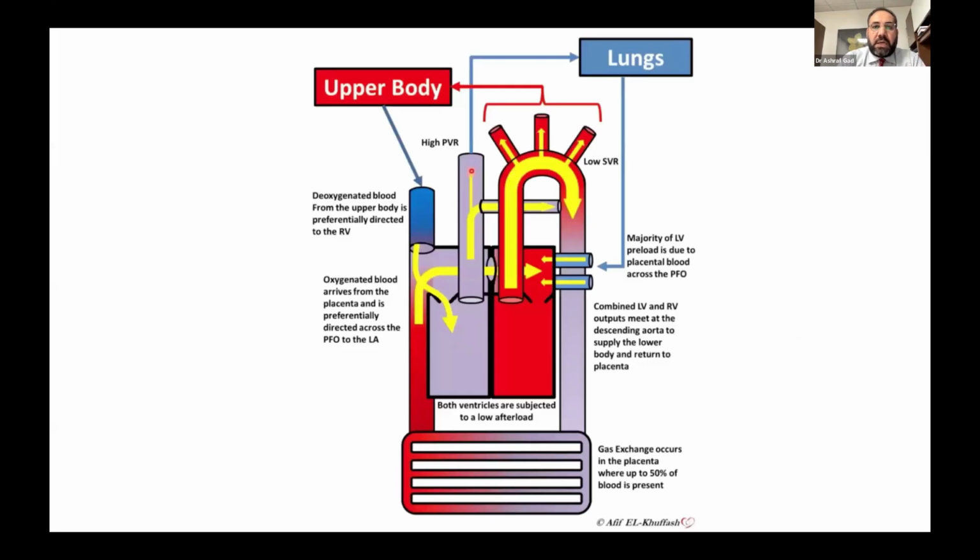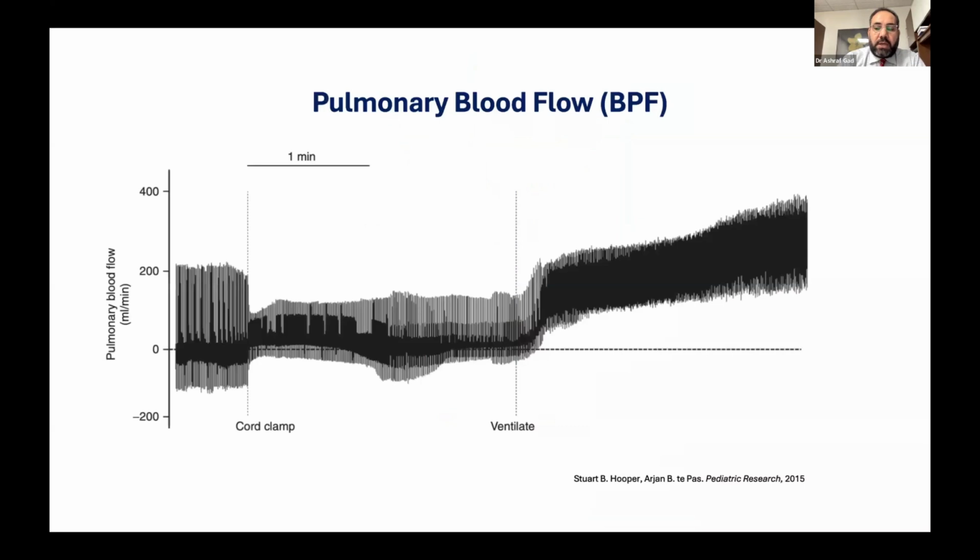Just back to the basics, as we all know, blood comes from the placenta, goes directly to the left side of the heart through the PFO, and this oxygenated blood then gets pumped into the aorta and reaches the brain and the upper body. And the blood coming back from the head and neck, which is deoxygenated, goes through the pulmonary artery, then is redirected through the ductus arteriosus into the lower part of the body and back to the placenta to get oxygenated.